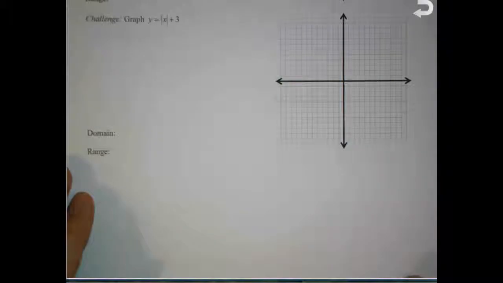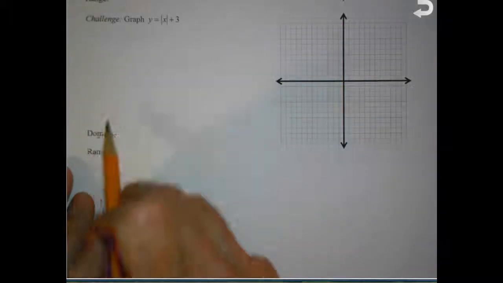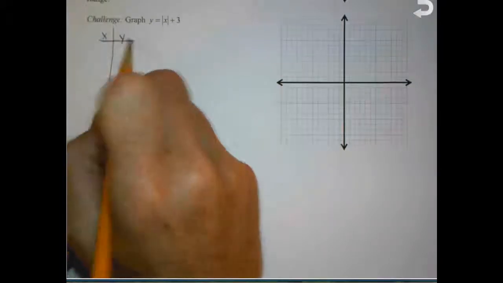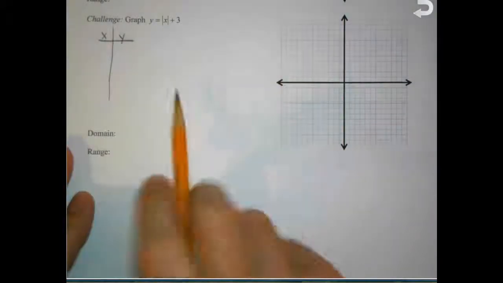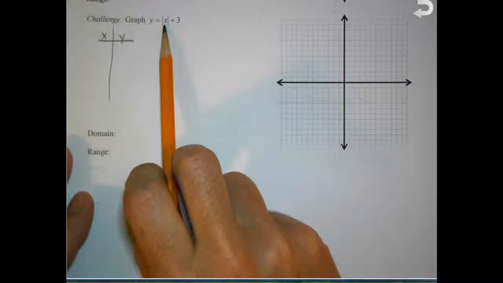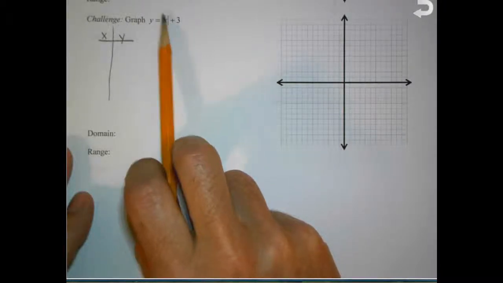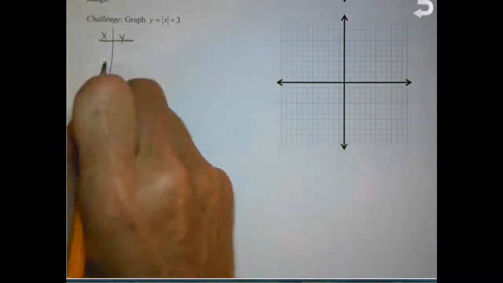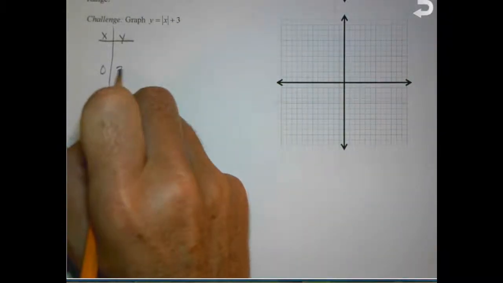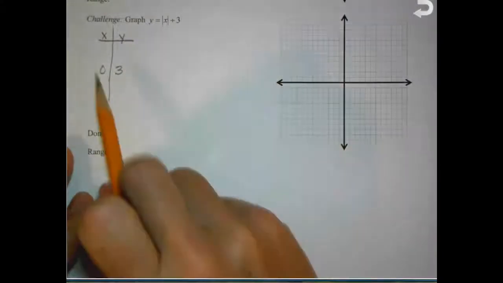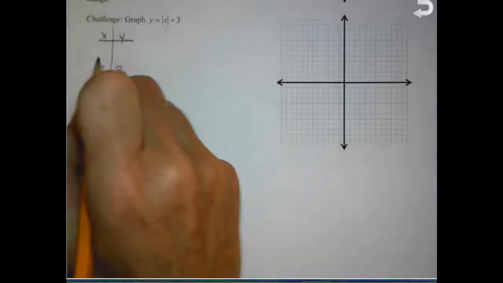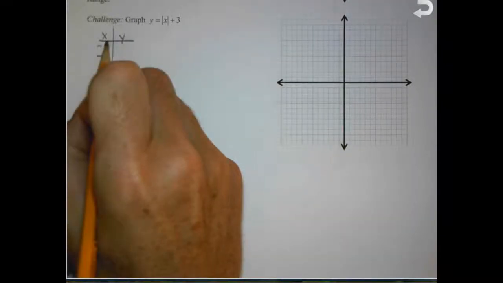You can take a minute. And I want to do my XY table. And I'm still thinking, what is going to give me the 0? If I put a 0 in here for x, that'll give me a 0 when I take the absolute value plus 3. And that's probably going to be the smallest point that I have. So we'll just put the 0 for x and a +3 for the y. And then let's check a couple points on either side of that.